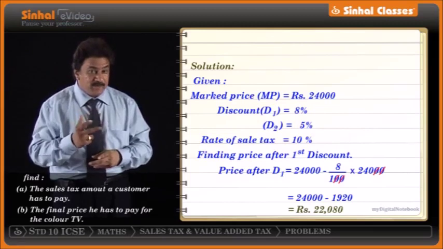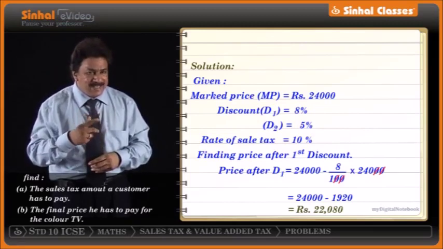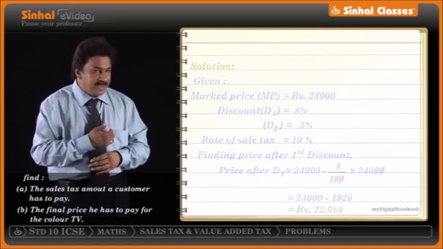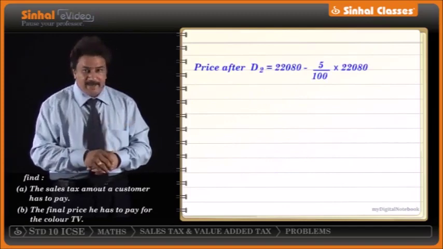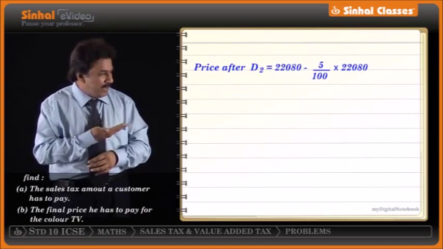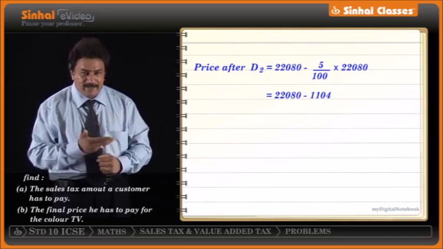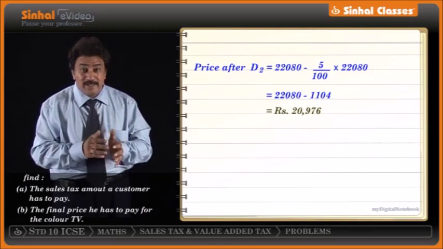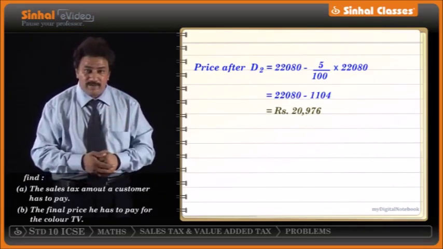But there is one more discount, that's the off-season discount of 5%. So the price after the second discount of 5% will be 22,080 rupees minus 5% of 22,080. That is nothing but 22,080 minus 1104. After subtraction, what I get is rupees 20,976. This is the price after two discounts.